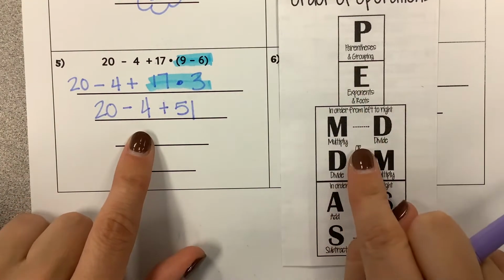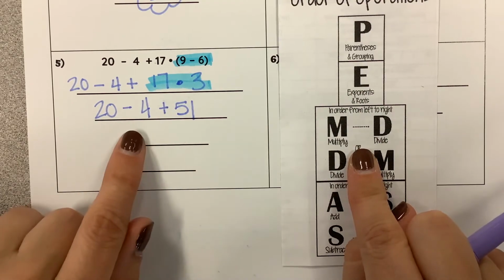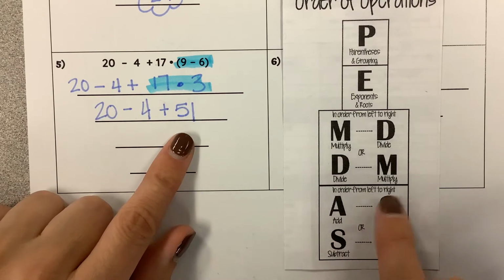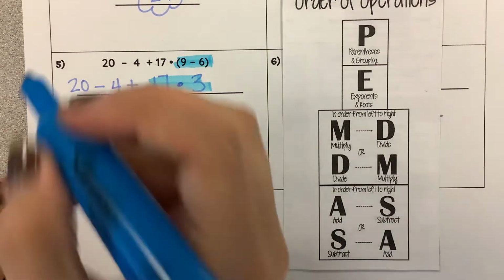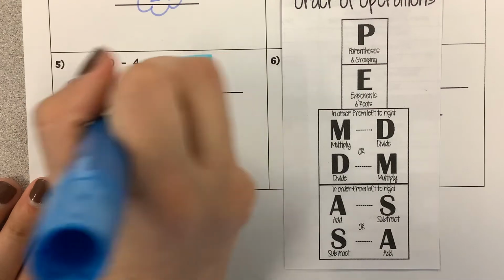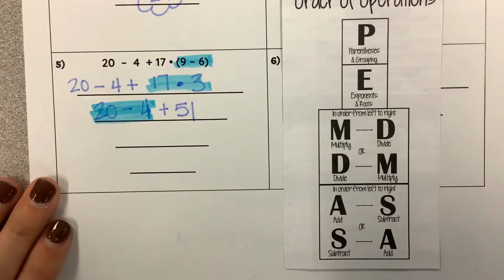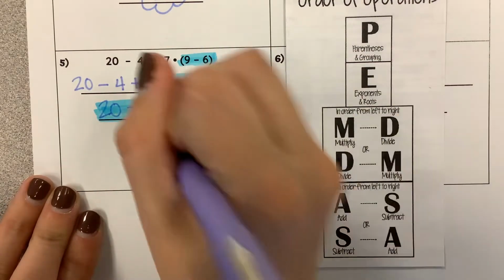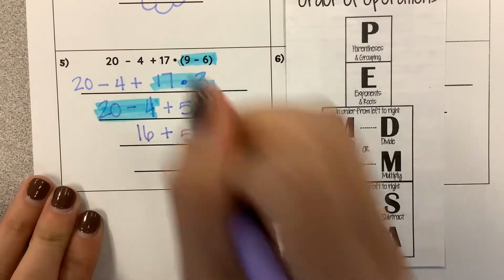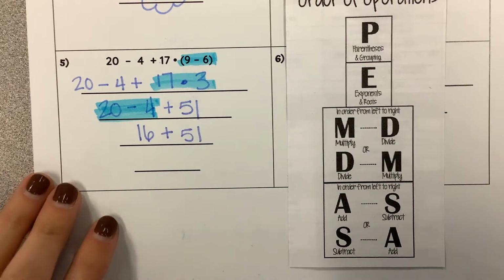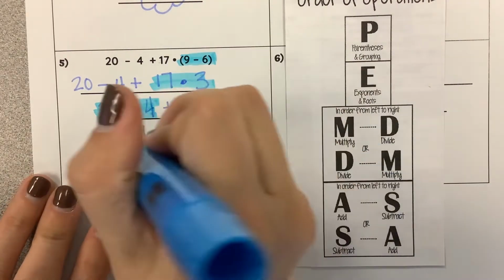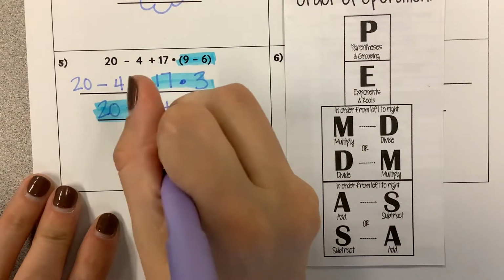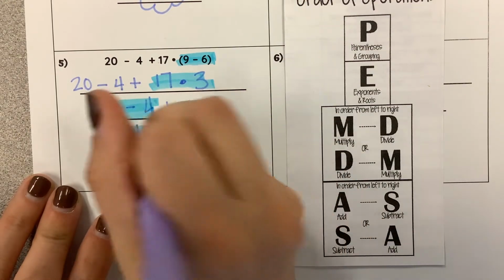Is there any more multiplication or division? No. Is there addition and subtraction? Yes, and we go left to right. So we are going to start on the left with subtraction before we do the addition. 20 minus 4 is 16. Bring down the plus. Bring down the 51. Now all that's left is addition. So I'm going to add 16 plus 51, which is 67.